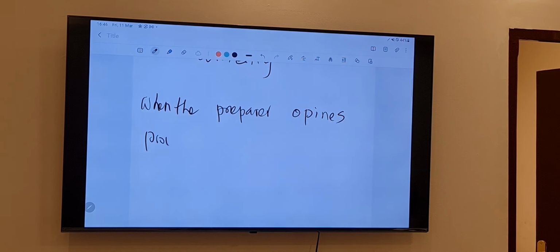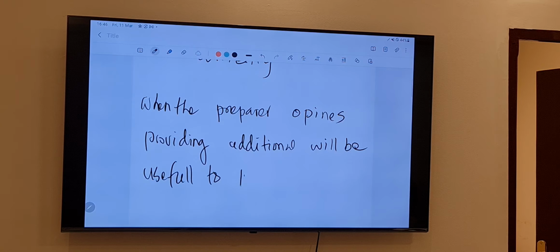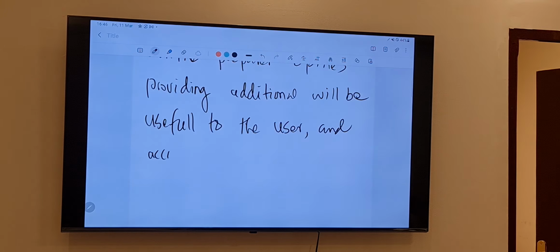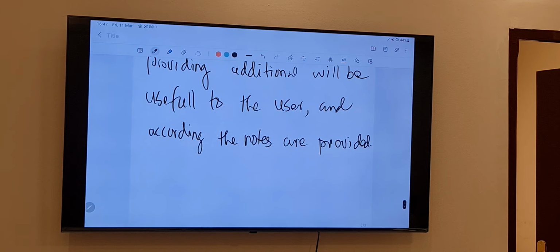providing additional information will be useful to the user, and accordingly the notes are provided. The notes are provided, full stop.